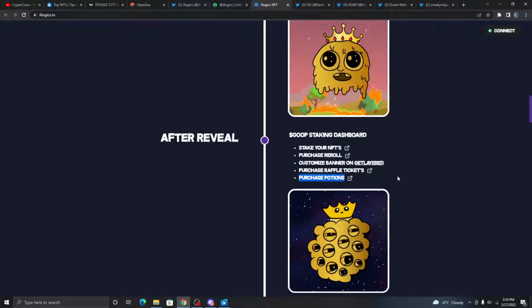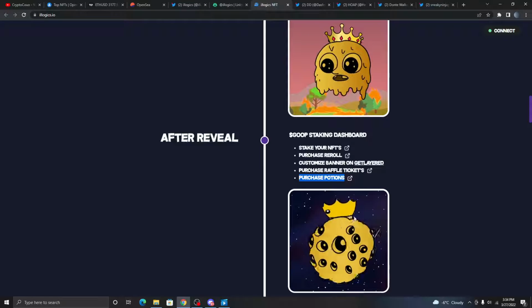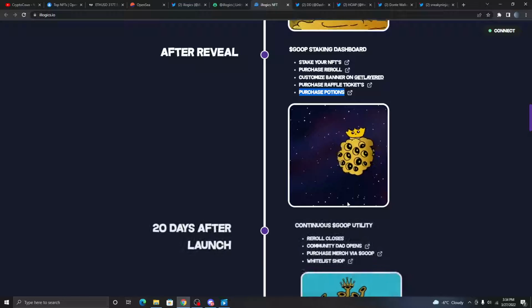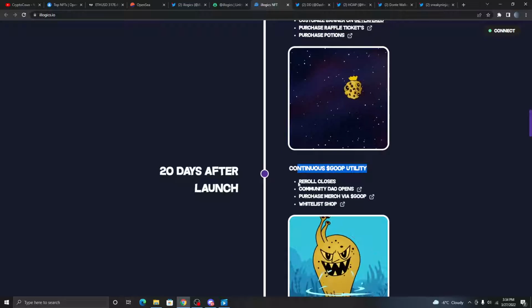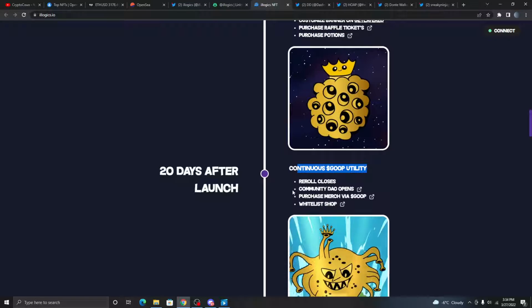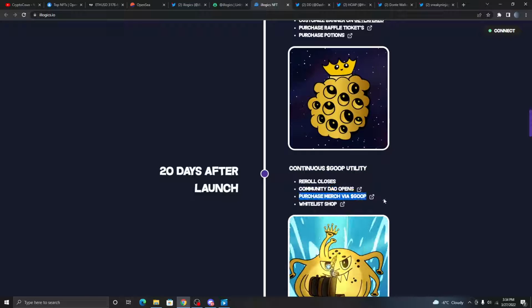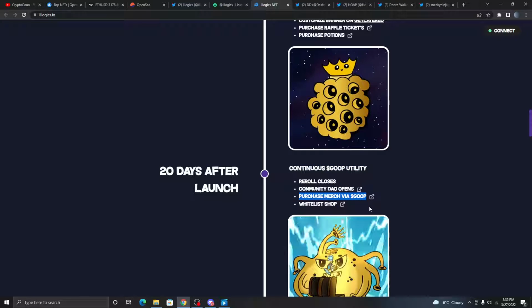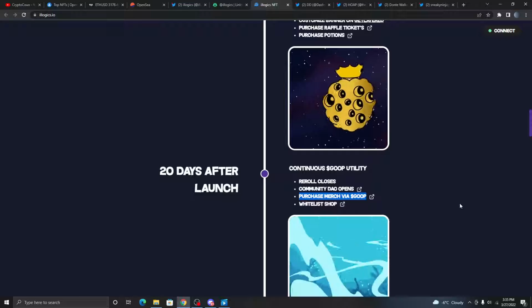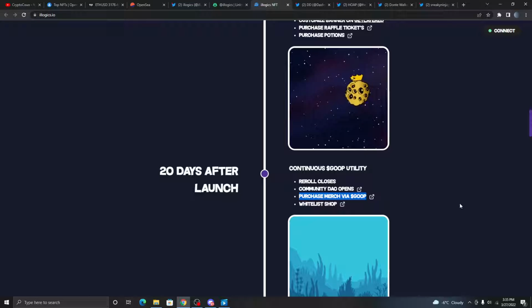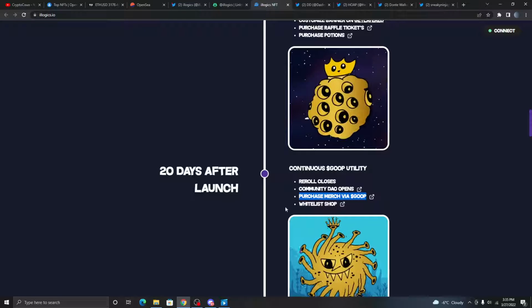you could purchase potions that I'm guessing are going to be used to transform your Logix. So when you get your Goop utility, after 20 days, you can purchase merch. I really like that idea, how you could purchase merch with your Goop. I think that's amazing, how you could use their token to purchase real life items, which makes me like this project a bit more. They're opening up a whitelist shop.